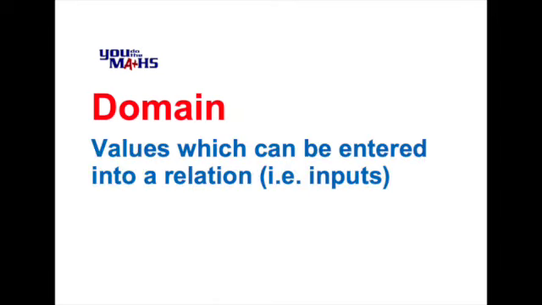The domain represents the values which can be entered into a relation. For example, the numbers that you can actually put into a rule. Now an example here is y equals the square root of x. If we're considering only real numbers, which we will do in this video, the only numbers that we can input into that particular rule or function, square root of x, are non-negative numbers. So that means that we can have x equaling 0 or x equaling any positive number, but we can't actually have a negative number enter into that square root. So the domain for that function is x being all real numbers which are greater than or equal to 0.